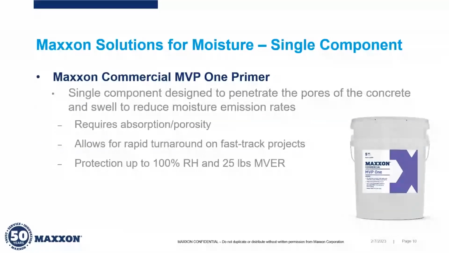The second coat would be applied in the east to west direction, and you'll get the same protection, notice, as you would out of a traditional two-part epoxy, which is up to 100% RH and 25 pounds of MVER. You'll get a coverage of 1,250 square feet out of this bucket in the 2-coat application, as opposed to about 375 square feet from the two-part epoxy that we mentioned earlier.